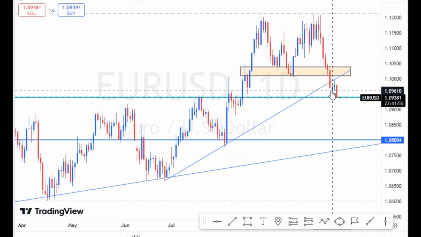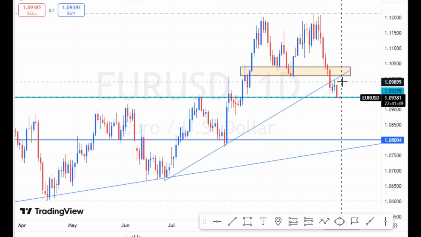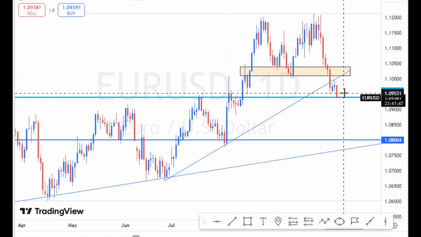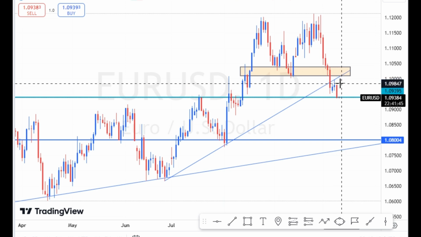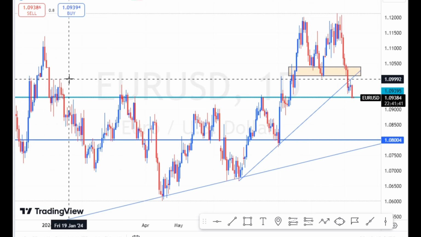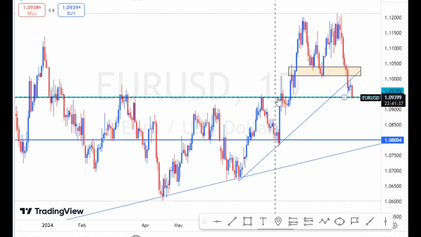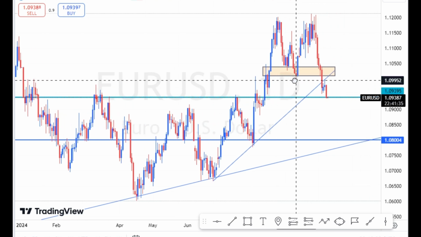Then we now see a price retest. You can see price retested this important resistance here, which led to price dropping from that important resistance level. So you can see what we have here is our important resistance level that price rejected from.